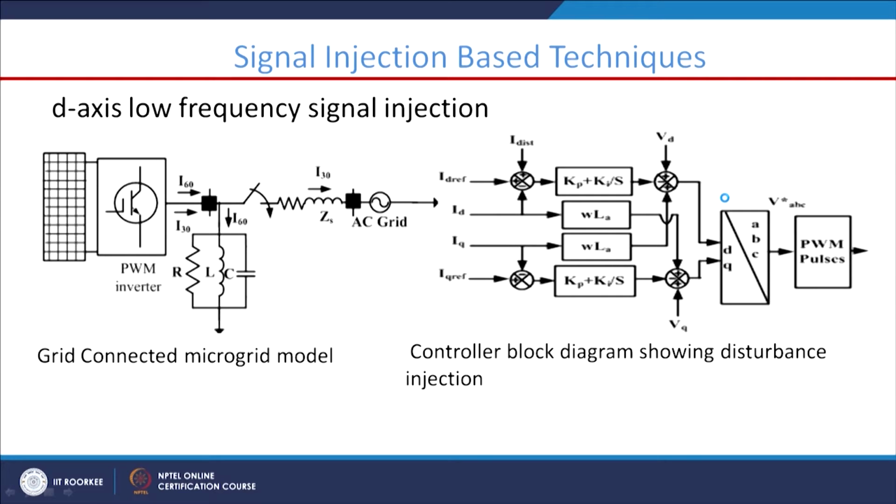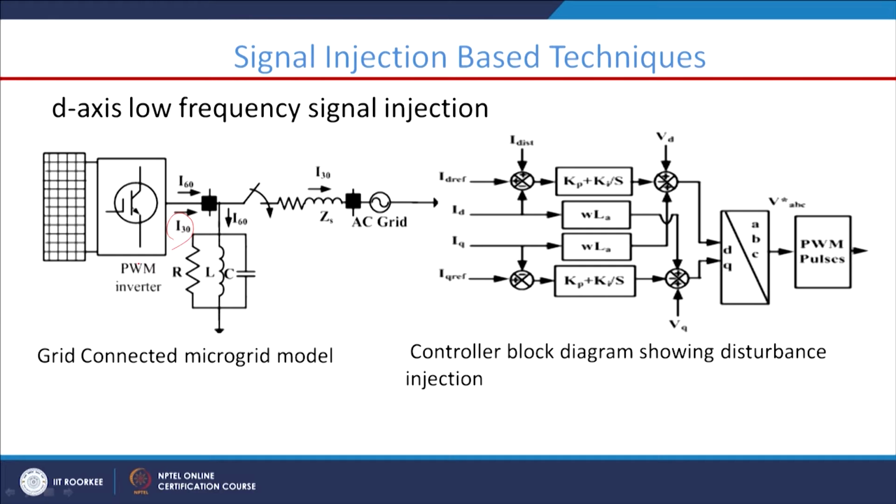Now, the first one, as I discussed, is that we inject a low frequency signal or a high frequency signal. Here I have taken I30. I30 is basically a current signal with 30 hertz, and this is our fundamental current signal I60. During grid connected mode, this I60 is going to flow through the load and I30 is going to flow through the grid side. But when it is islanded, then together this I60 and I30 are driven through the load path.